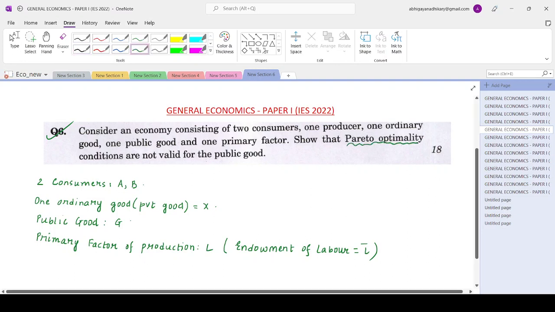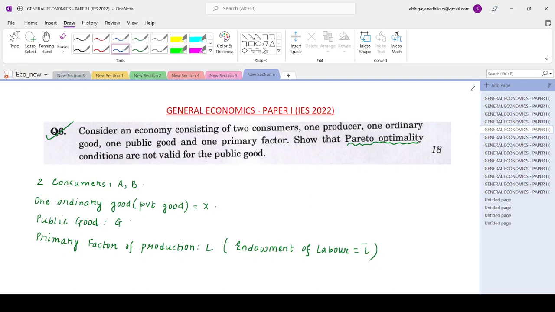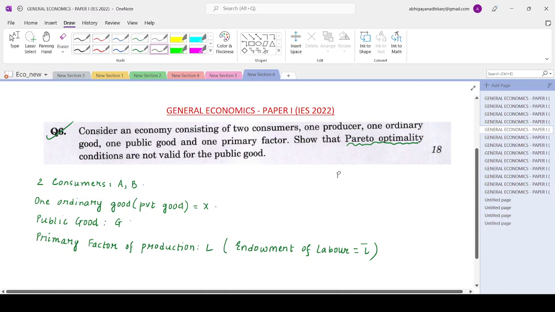Now, before actually getting into the solving part of it, we are told to show that the Pareto optimality conditions are not valid for the public good. If you remember, if we had two private goods X and Y, then how did the Pareto optimality condition look like? Let's have a small recap. Let's say we had two private goods X and Y and two consumers A and B. Then how did it look like?